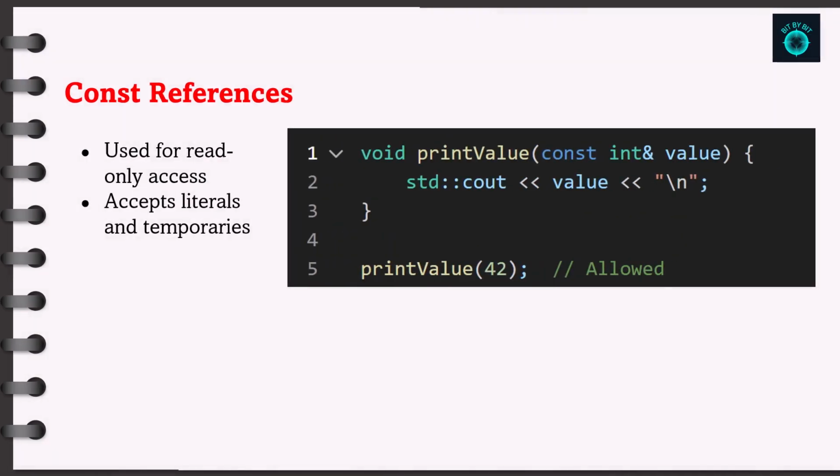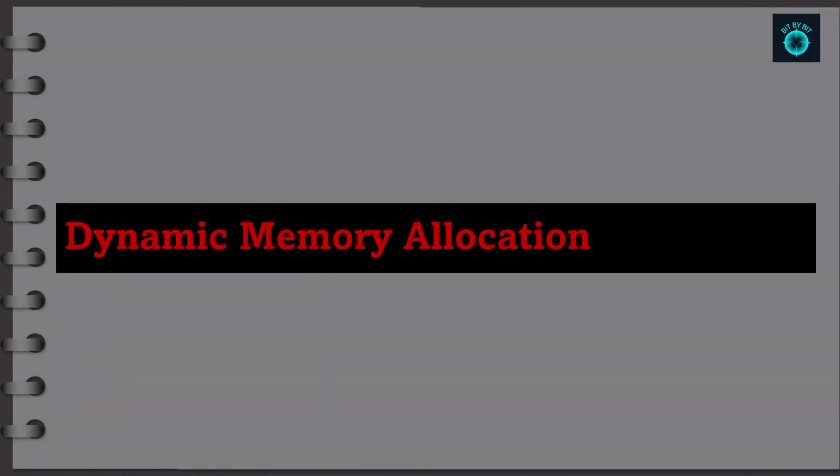Const references. A constant reference is a reference that cannot change the original value. It is useful when you want to pass variables to a function without copying, but also without modifying. In this example, the function printValue takes a const int reference. You can even pass it a literal, like 42, and it works. Because it is constant, the function is not allowed to change the value.